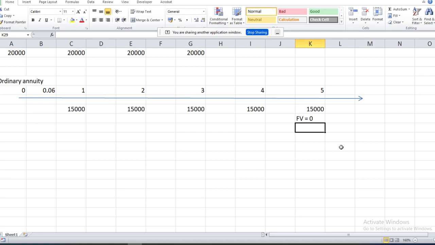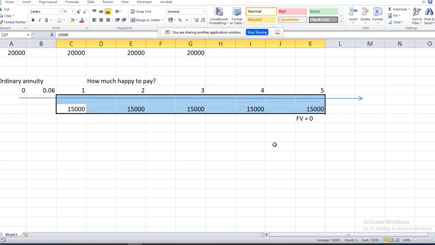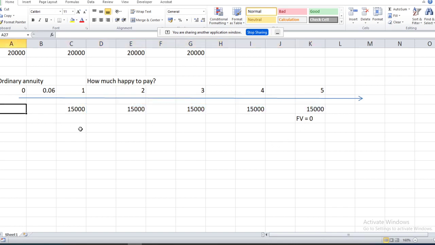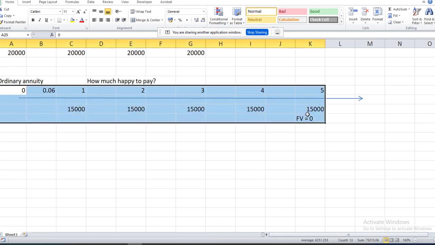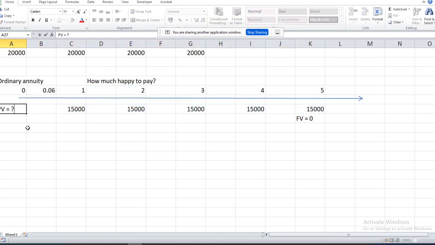So let's say the question is, how much are you happy enough to pay for this investment? That will depend on the interest rate and on the future cash flow. If you do buy this investment right now, you'll have to pay for it right now. That will be the original payment at the beginning of the investment lifetime. So what we have to calculate is, of course, PV. PV is our unknown.